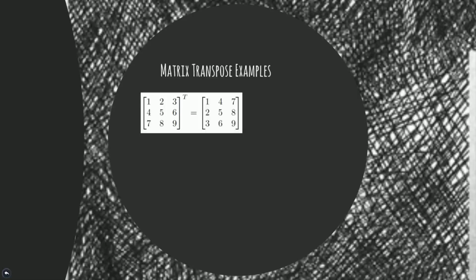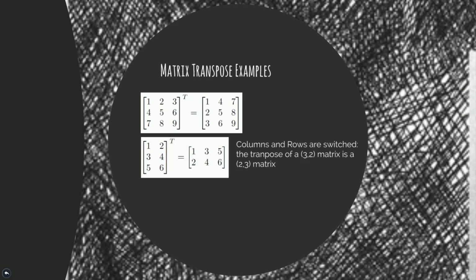So now along that top row, we are going to have 1, 4, 7, which was our column in the initial matrix. So we're switching rows and columns. And we can also do this for a matrix that doesn't have the same number of rows as it does columns. So for example, we have a 3 by 2 matrix here. And if we take the transpose, we are now going to get a 2 by 3 matrix back out. So we're switching the rows and the columns. That's the easiest way to think about the transpose.